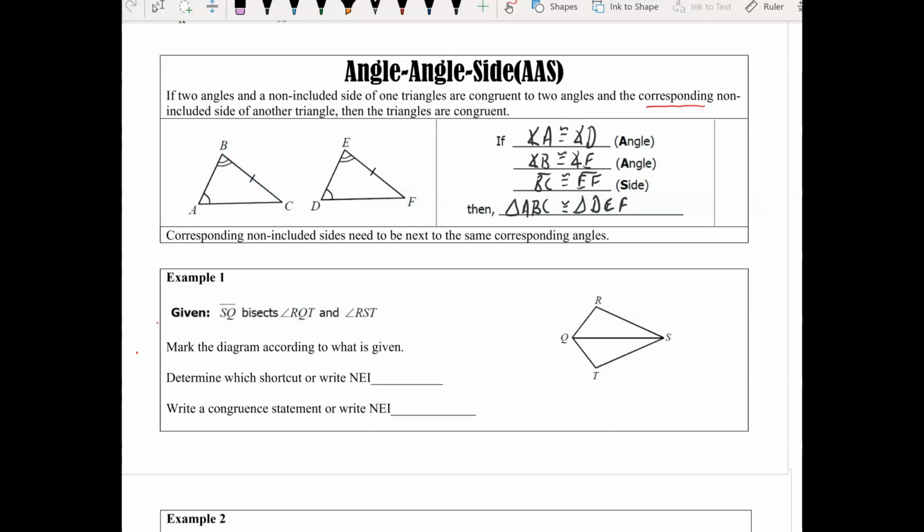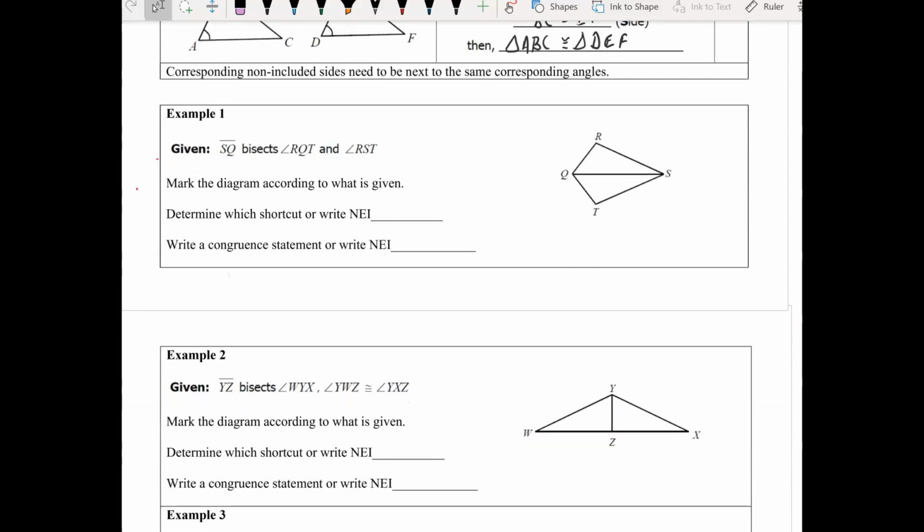And that would be a tricky case. That would be a tricky example if I gave you one that had angle, angle, side, and then a different angle, angle, side. They're not congruent. Okay, so we have to be really careful with AAS. All right, let's look at a couple of examples.